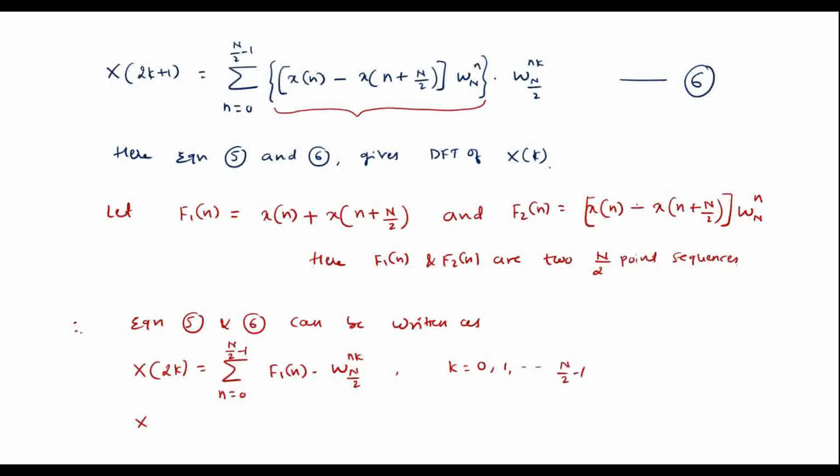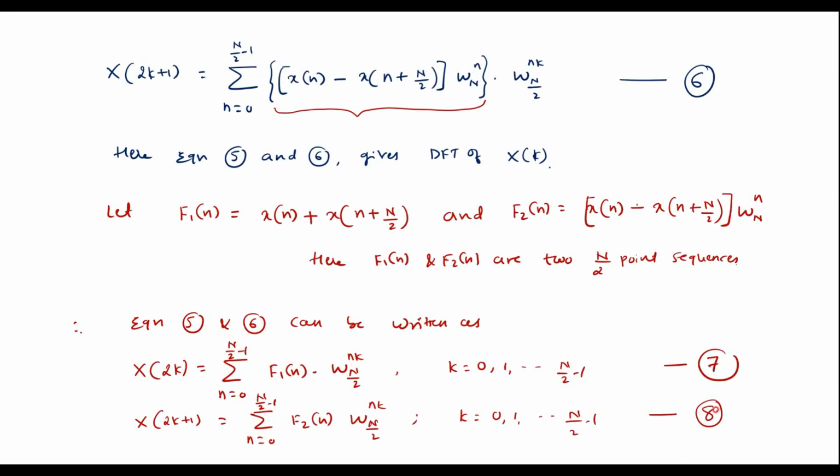Similarly, x of 2k plus 1 is equal to summation n equal to 0 to N by 2 minus 1 of f2 of n into W_{N by 2} power nk. Here also k varies from 0, 1 up to N by 2 minus 1. Let me call this equation number 7 and this equation number 8.